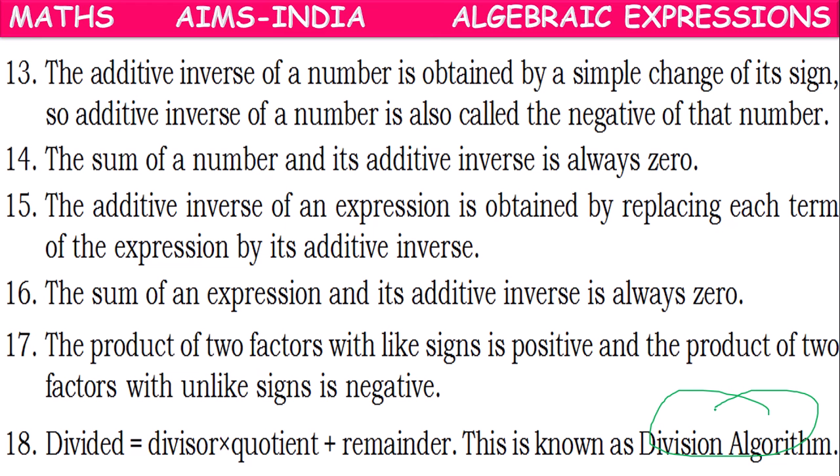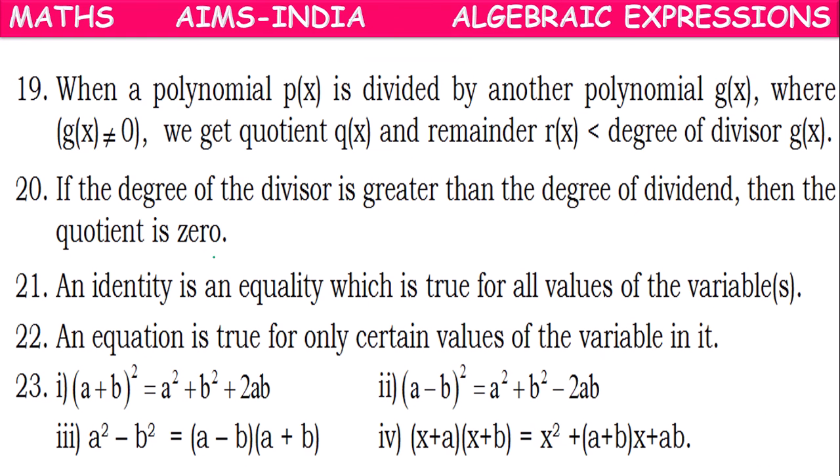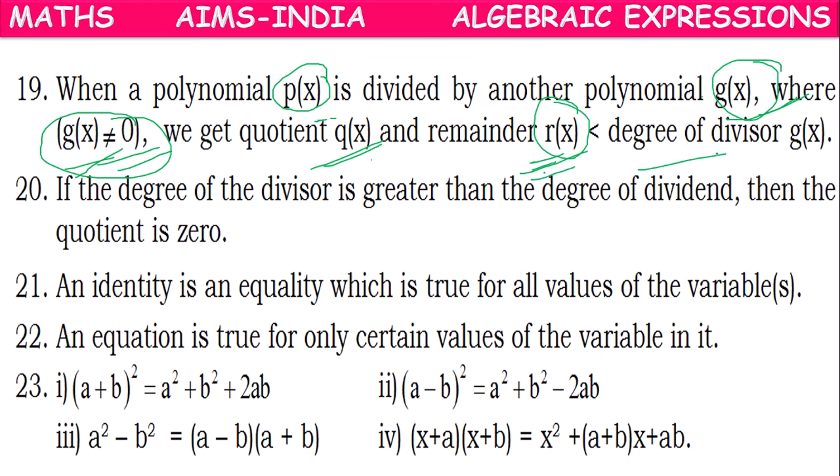Next, the division algorithm: dividend equals divisor into quotient plus remainder, or the division rule. When a polynomial p of x is divided by another polynomial g of x, where g of x is not equal to 0, we get a quotient q of x and a remainder r of x, whose degree is less than the degree of the divisor g of x.